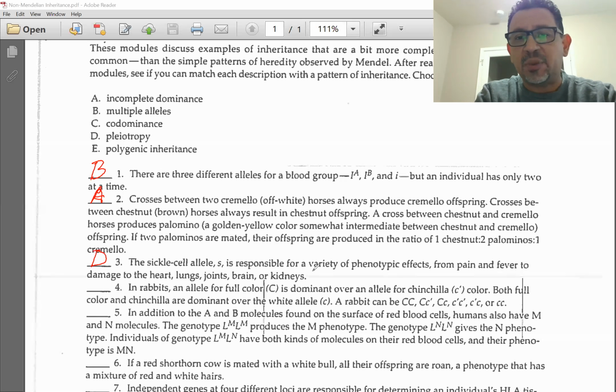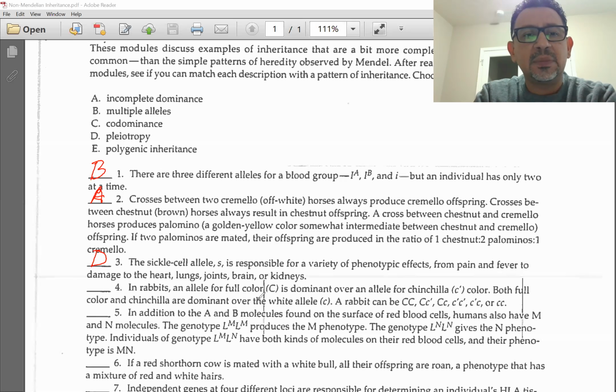On scenario number 3, you can see that the phenotypic effects can lead to pain, fever, damage to the heart, lungs, joints, brain, kidneys, so many phenotypical characteristics that are being affected all by just one allele. Okay, let's go to the next one.